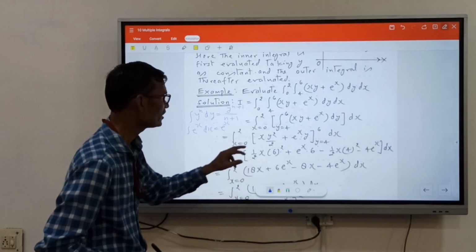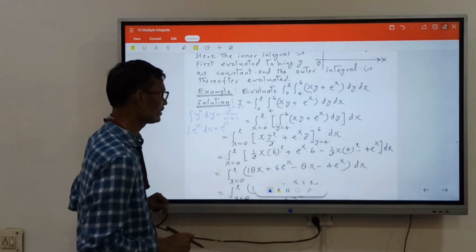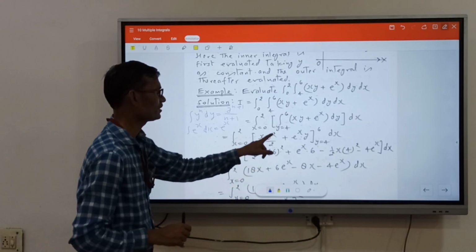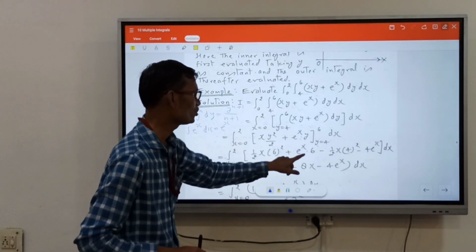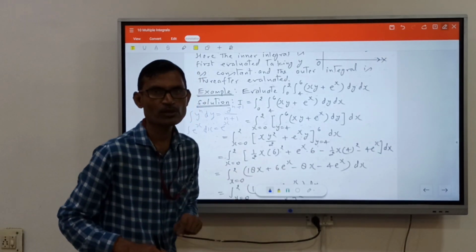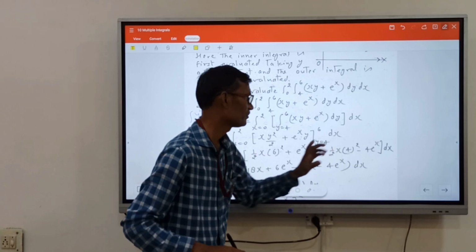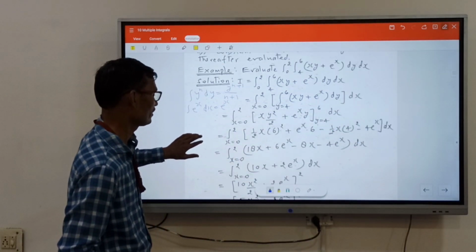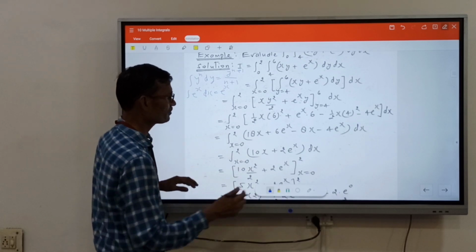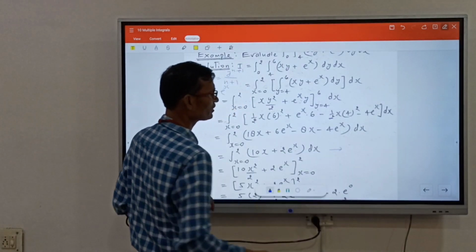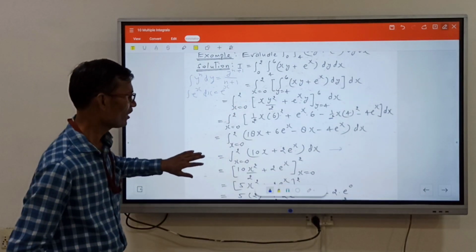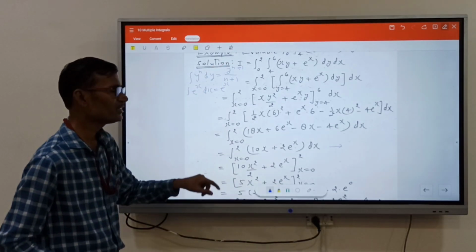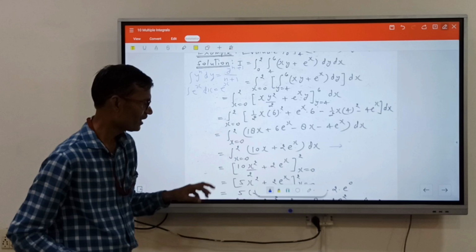So just put the value of y equal to 6: 1 by 2 into x into 6 square plus 6 into e to the power x, minus the lower limit. Now after simplification it comes like this. This is the simplified state.